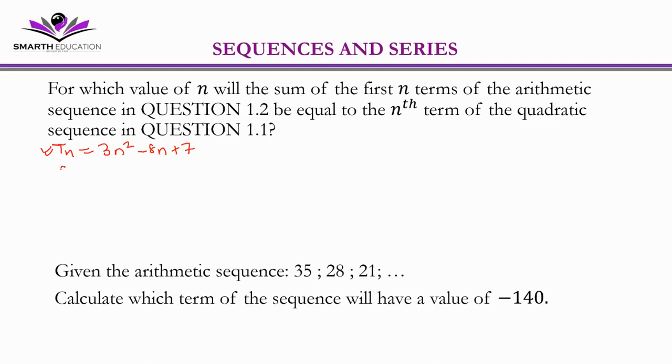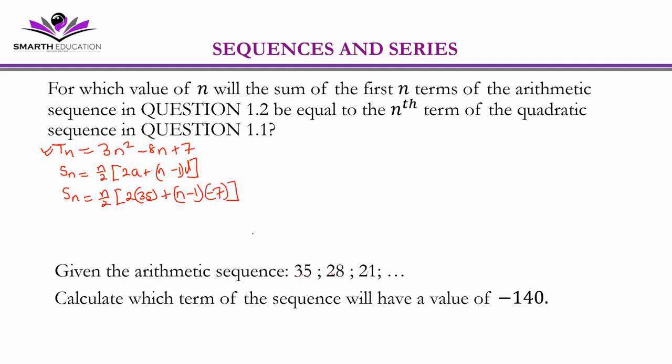We know that the formula is Sn is equal to n over 2 times 2a plus n minus 1 d. So our a is 35 and our common difference is negative 7. 28 minus 35 is negative 7. 21 minus 28 is negative 7. So it means Sn is equal to n over 2 times 2 times 35, which is our first term, plus n minus 1, then our difference is negative 7.